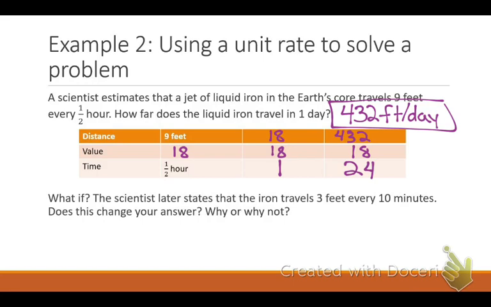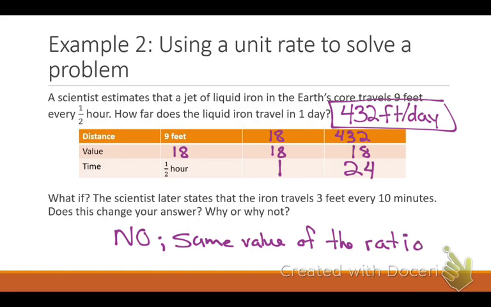So this does not change my answer. And my answer is same value of the ratio. Okay, and that's my y. Okay? Any questions?